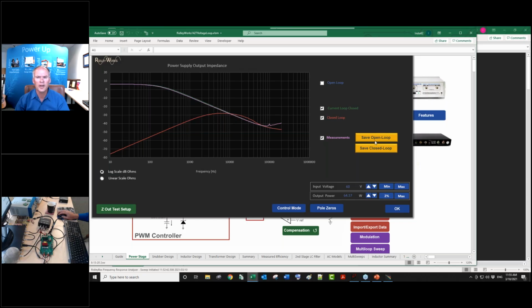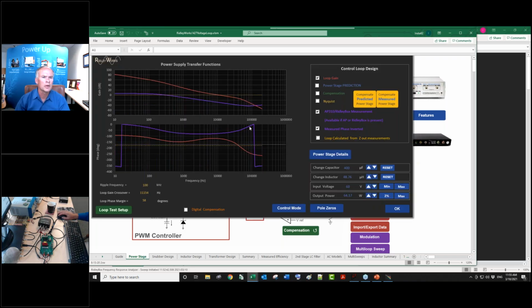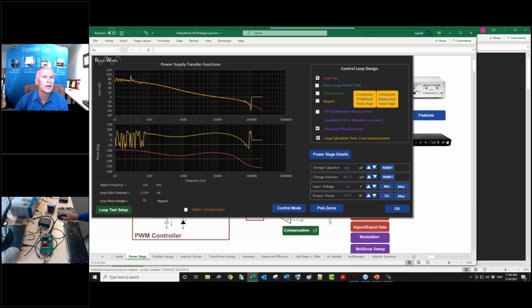Okay, and then we're going to save open loop. So I save the open loop data, two steps, go look at the loop. You are using current mode control. Okay, get rid of the measurement, and then we got this little box here. Once you've made those two measurements, you get this option. Sweep complete. Calculate the loop from Z out. And there you go, you sort of get it.